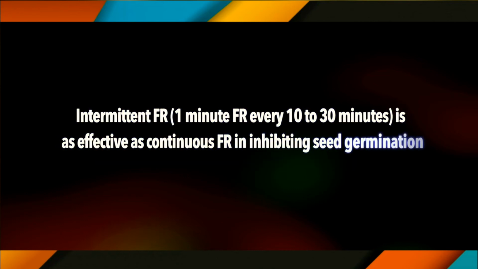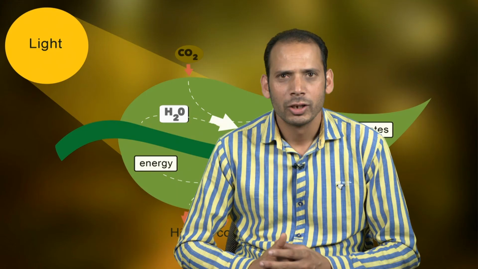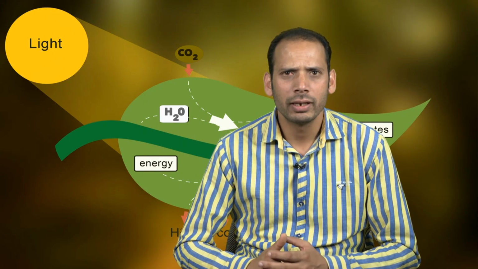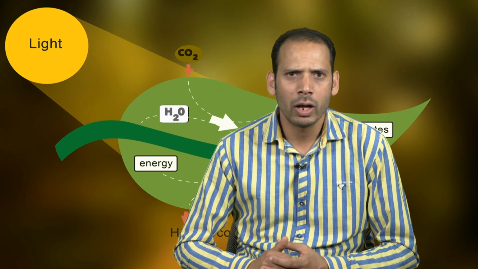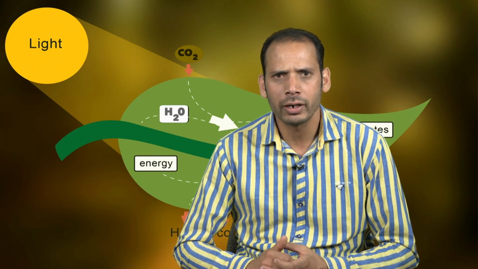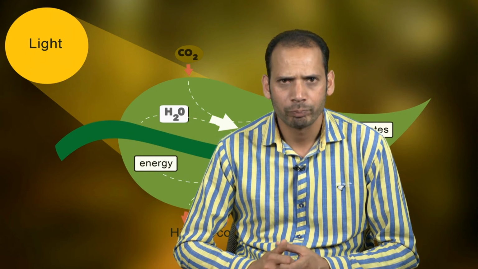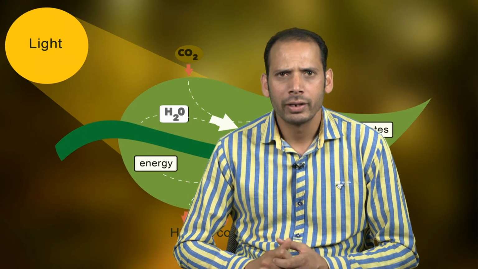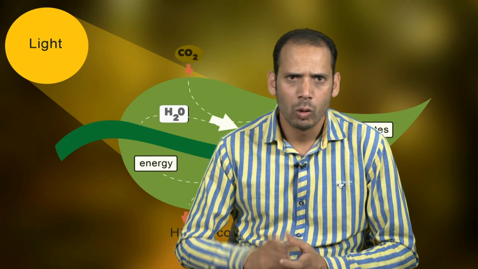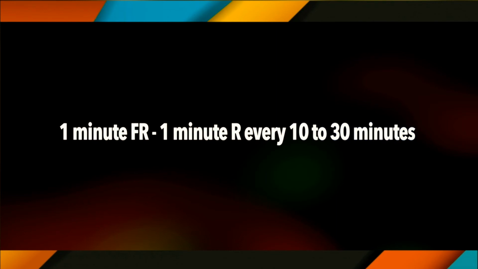Intermittent far red, for example 1 minute far red every 10 to 30 minutes, is as effective as continuous far red in inhibiting seed germination. Germination is also fully inhibited under intermittent red far red treatments. For example, 1 minute red followed by 1 minute far red every 10 to 30 minutes. Full germination is obtained under intermittent far red red treatments. For example, 1 minute far red followed by 1 minute red every 10 to 30 minutes.